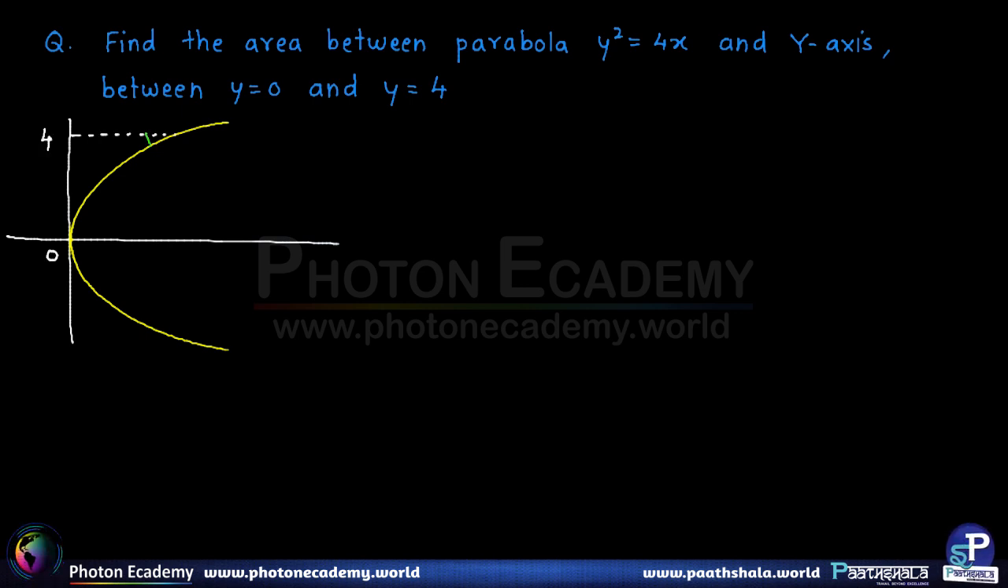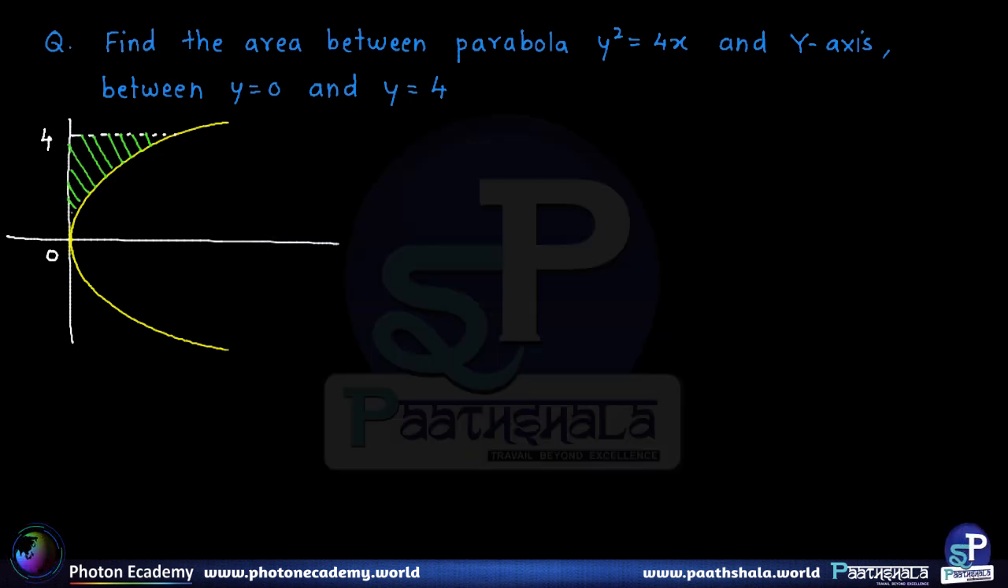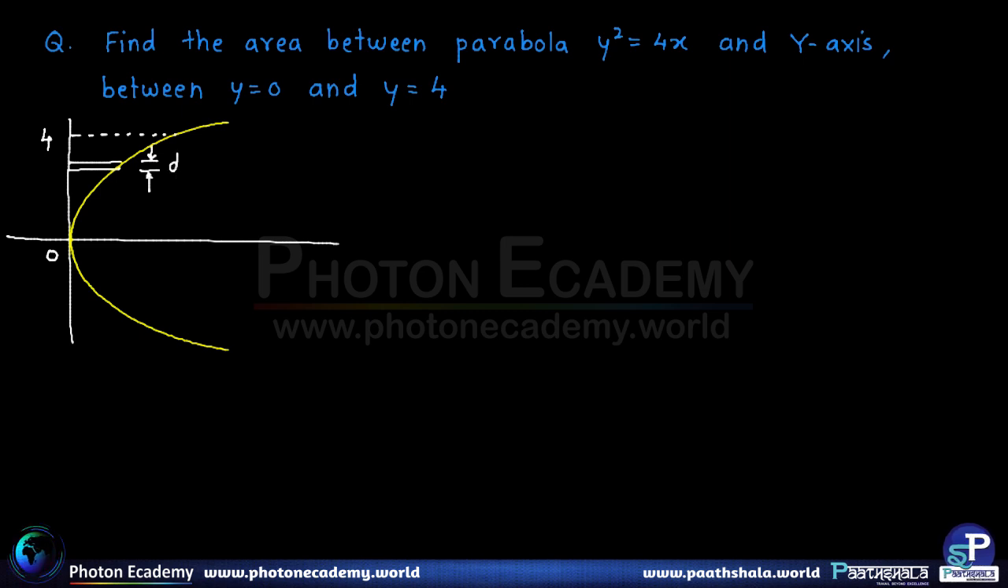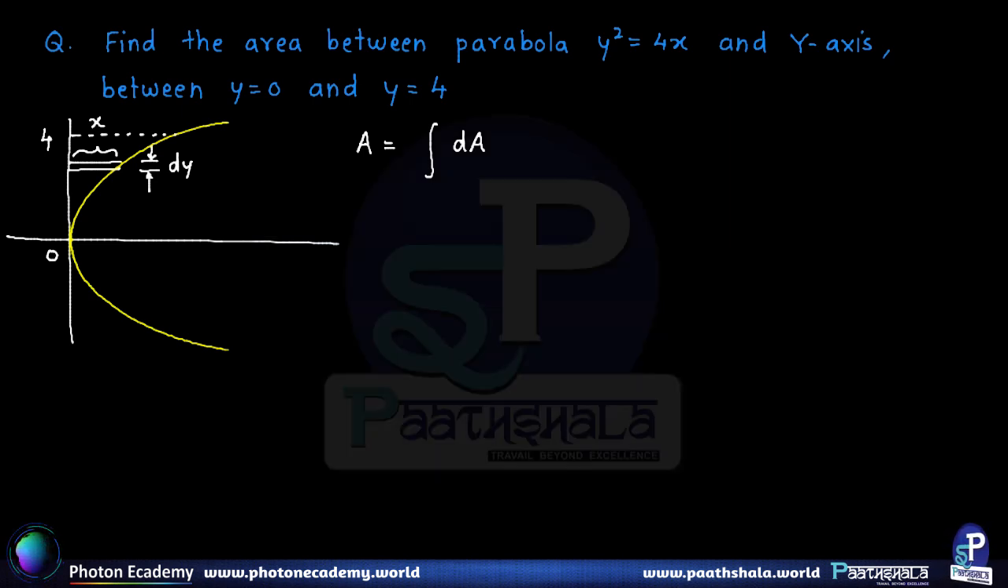So the area that we are asked is as shown here in green shading. Right. So to calculate this area, we will see that now it's more convenient to consider a horizontal strip rather than a vertical strip. Right. So this strip is of width dy and it's of length x, isn't it? So the required area is the integration of the areas of all the infinitely many horizontal strips.